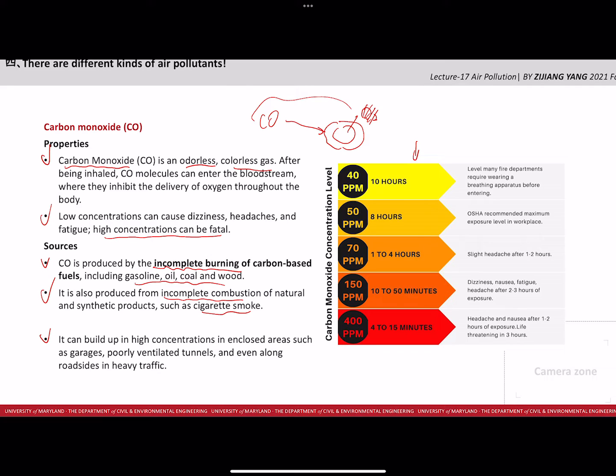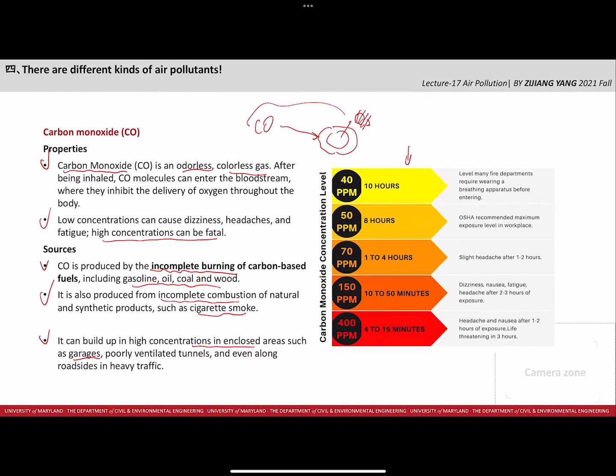And also, it can build up in high concentration in enclosed areas, such as garages and poorly ventilated tunnels, and even along the roadside in heavy traffic. So I think it's good to know.